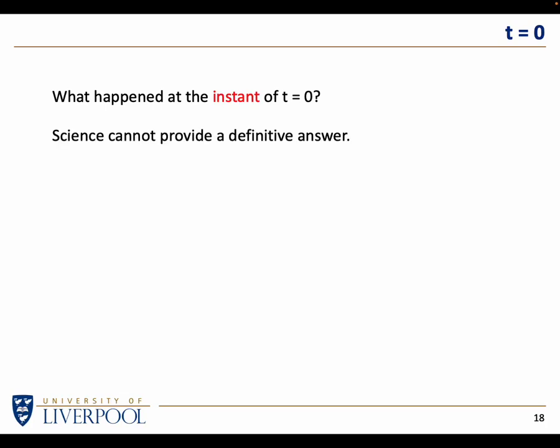So let's get the most difficult question out of the way early. What happened at time t equals 0? But remember, this is the time before the first picosecond. So the answer is, well, we don't really know. Science cannot provide a definitive answer of what happened at the instant of t equals 0, because it's earlier than we have any experimental evidence to back us up.